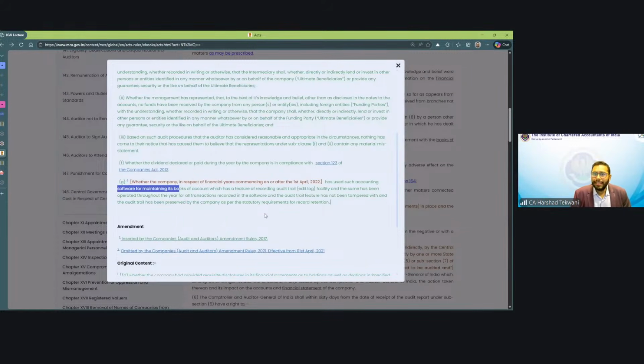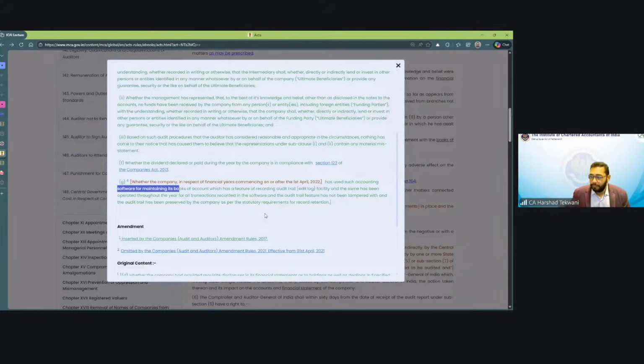See, there are two aspects of the softwares and understanding this IT environment. One, how we understand the IT environment is we do the walkthroughs, we perform the design effectiveness testing of these softwares, like how the management uses that software. So we understand the process which management follows to operate the software.